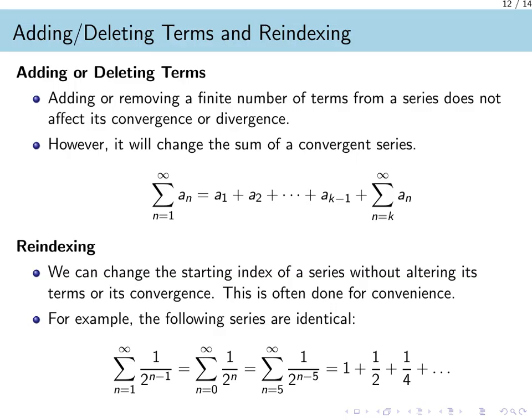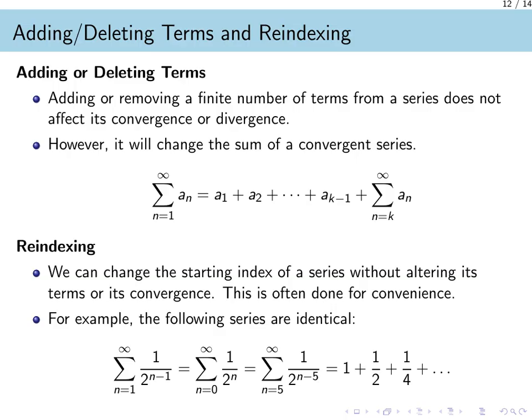As the equation shows, the total sum is simply the sum of the initial terms plus the sum of the remaining infinite tail. Next, reindexing allows us to change the starting value of the index n without altering the series itself. This is a notational change, often done for convenience.